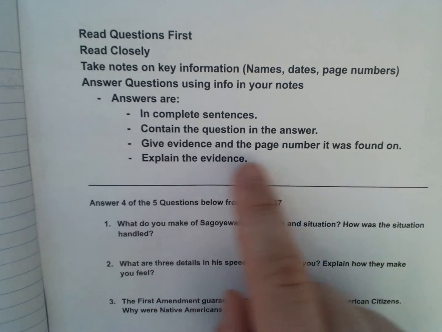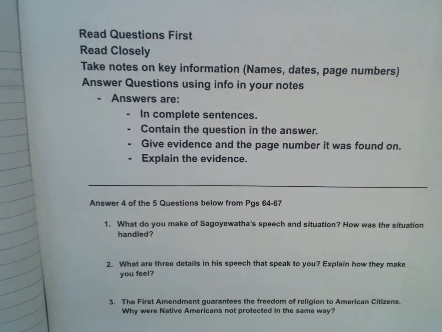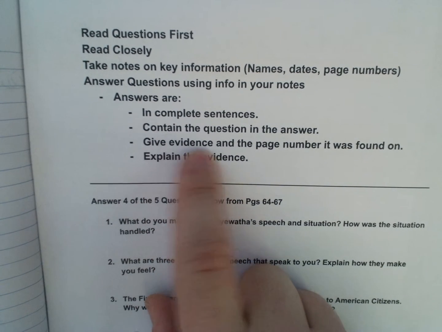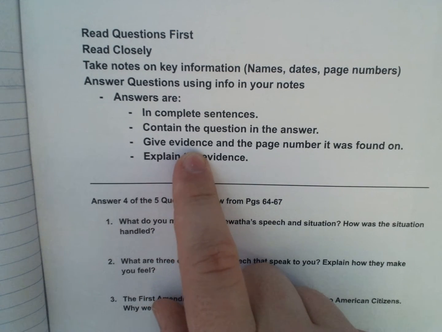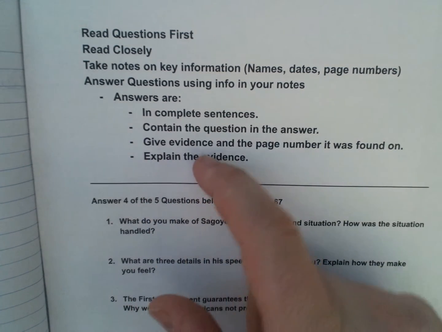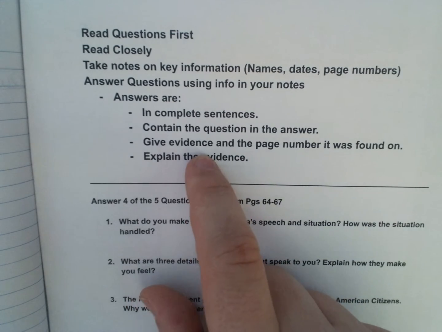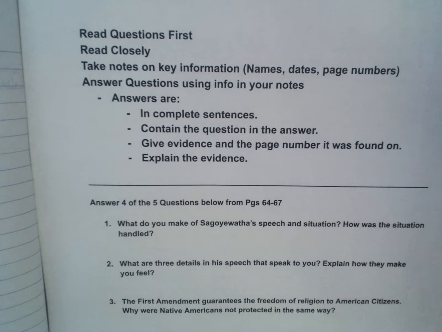Then it says, give evidence and the page number it was found on. I saw very few people that did that. So that would mean that we set it up just like we would when we do our information essays or our argument essays, where we say, for example, or on page 65, the text says. Those are great ways to cite evidence in your text for your answer. It doesn't hurt also at the end of that sentence to put the page number, just like we would do an in-text citation.